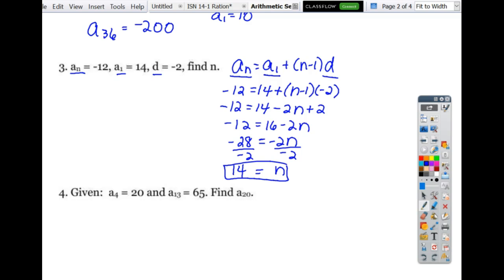So what am I given this time? So I don't have, look, I don't have A1. What else do I not have? So you don't have A1 and you don't have D. Okay, so for here, okay, the 4 and the 13.